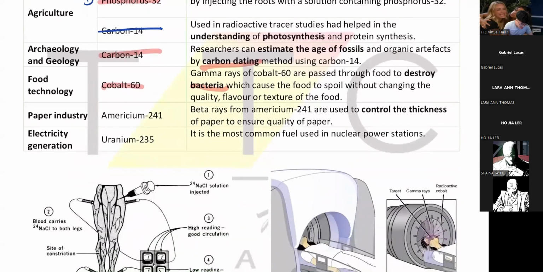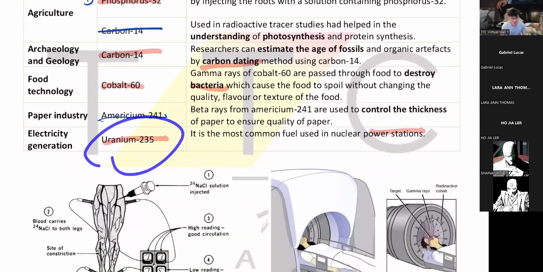And then americium, we can ignore, not important. And then uranium-235, this one you learned last year. Uranium-235 is for power stations, or you can use it to make nuclear bombs. We don't have it, so we can't make one, and we can't make a nuclear power station. Japan can use nuclear to power their country because they have uranium-235. We don't.